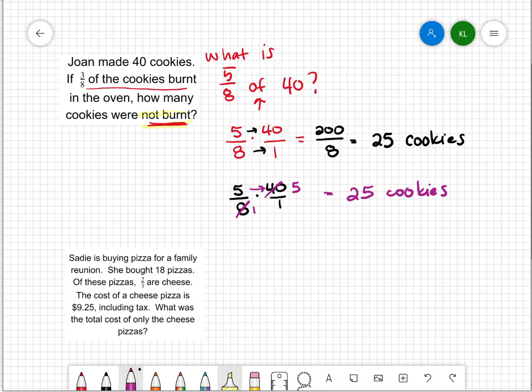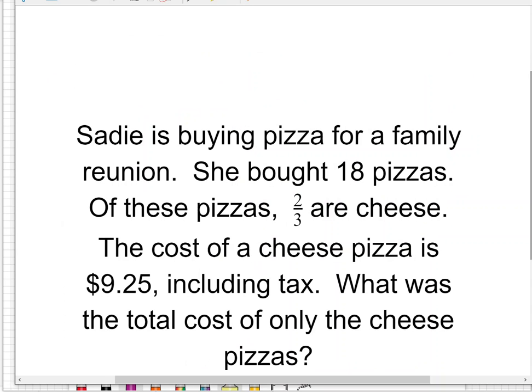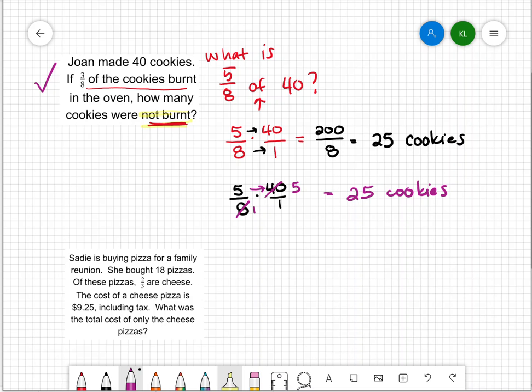Check. Let's go ahead and read this next problem. So Sadie is buying pizza for a family reunion. She bought 18 pizzas. Of these pizzas, 2/3 are cheese. The cost of the cheese pizza is $9.25 including tax. What was the cost of only the cheese pizzas? So the first thing that we need to do is figure out how many actual cheese pizzas we bought. We know that 2/3 of 18 are cheese, but we need to actually get a number of that.